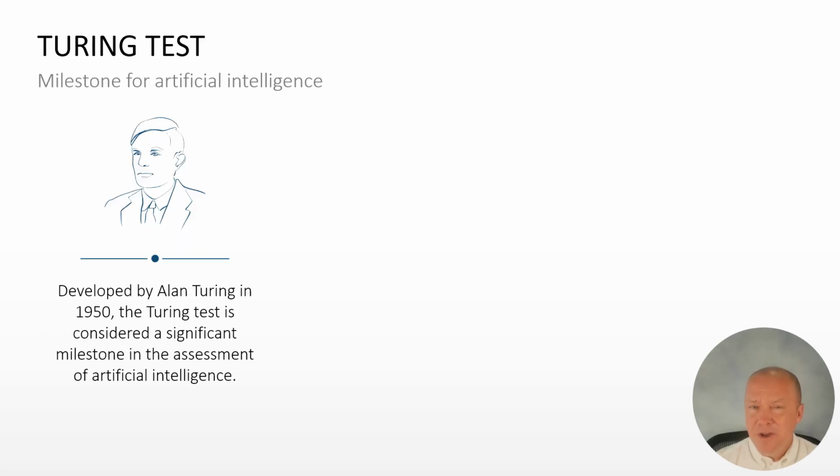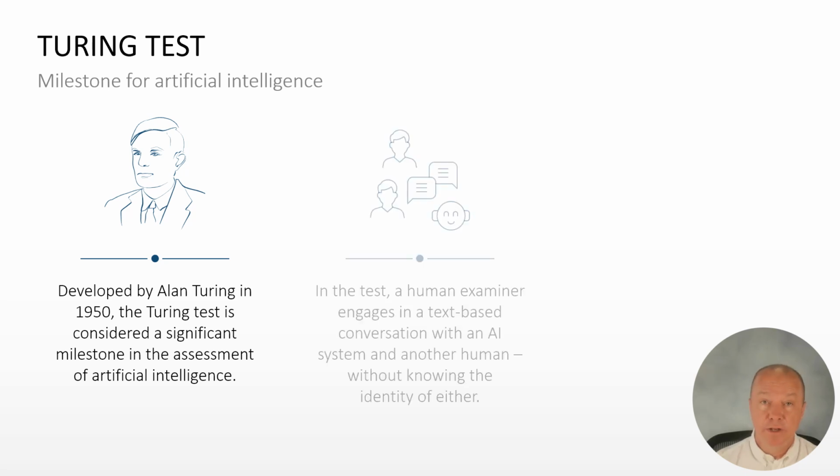So how do we know when we have AI versus just good, complex computing? Well, it turns out that Alan Turing was a pioneer in artificial intelligence, and he had developed a test to determine if artificial intelligence can actually be determined to be present. So, developed in 1950, this Turing test was considered a significant milestone in the assessment of artificial intelligence.